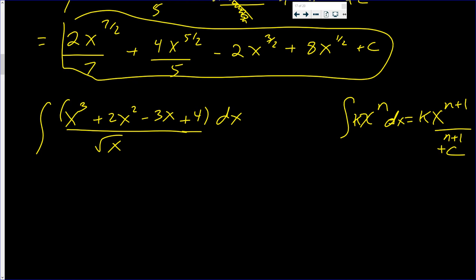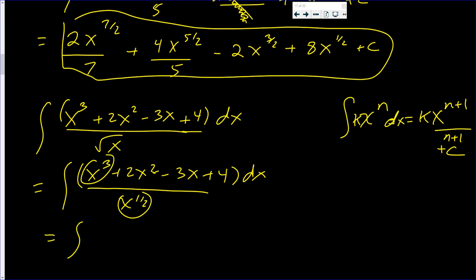But here we have a fraction where the numerator and denominator have x's. So we need to do something with this. You have x cubed plus 2x squared minus 3x plus 4 all times dx over x to the half. So we do what's called division. We divide this by that, which means we subtract the powers.